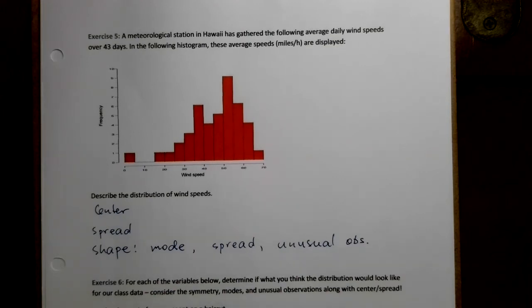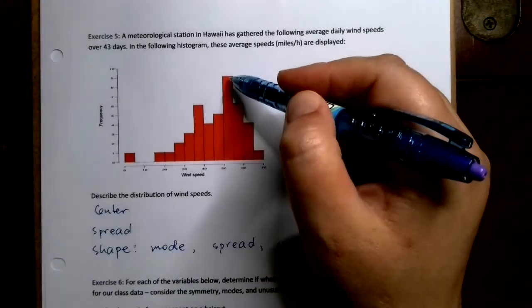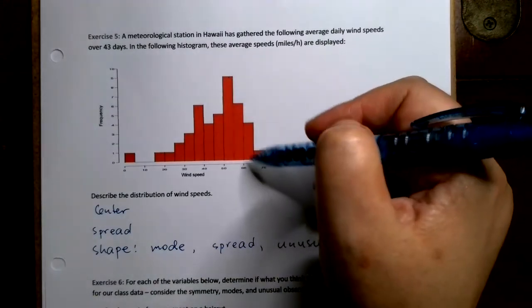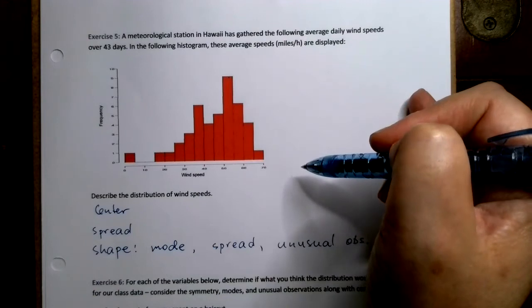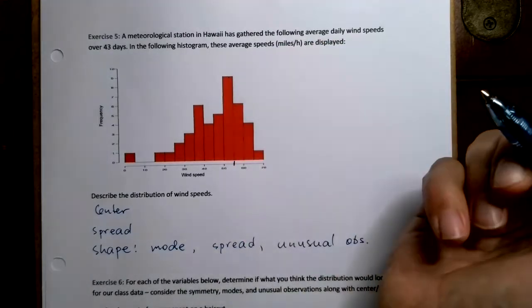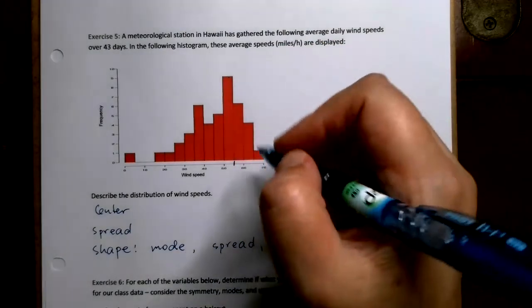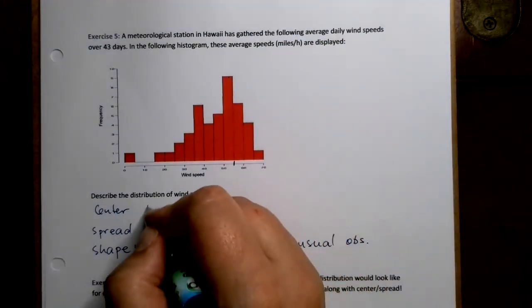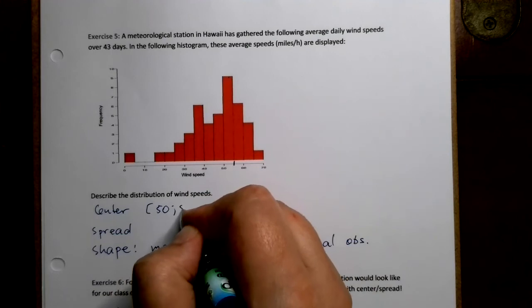Okay, so pause here and try to think about how you would answer those questions, and I'm going to continue. As far as the center of the data, when you're looking at a histogram like that, I want you to focus on the mode. The mode would be the tallest bar here. And it looks like the tallest bar here is from 50 to 55, so the center would be from 50 to 55.